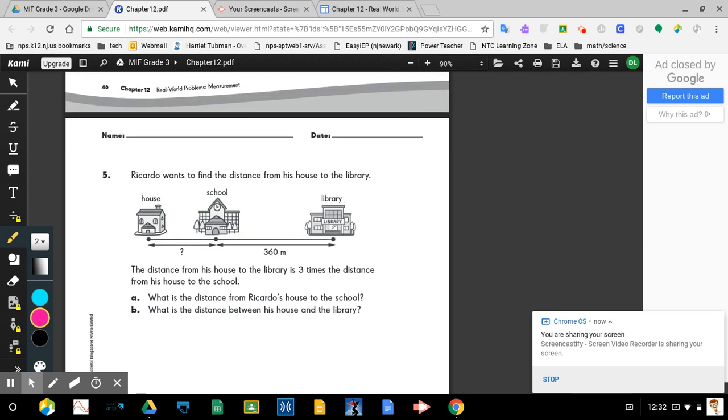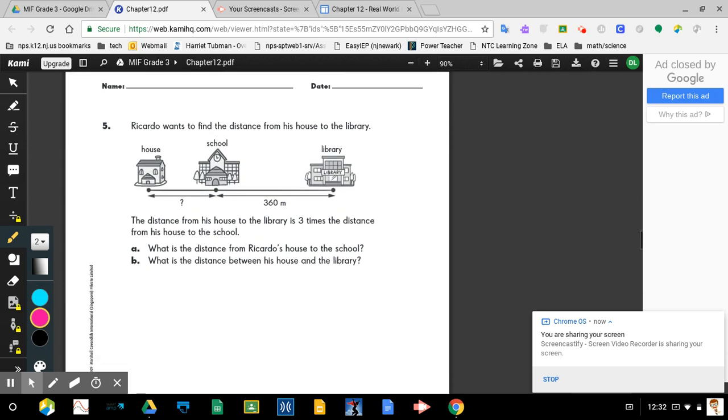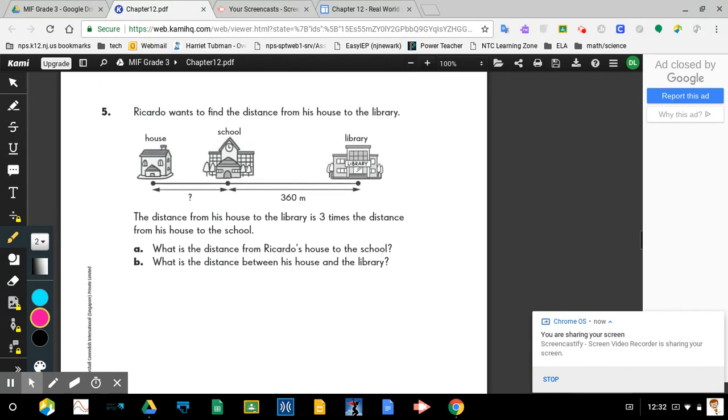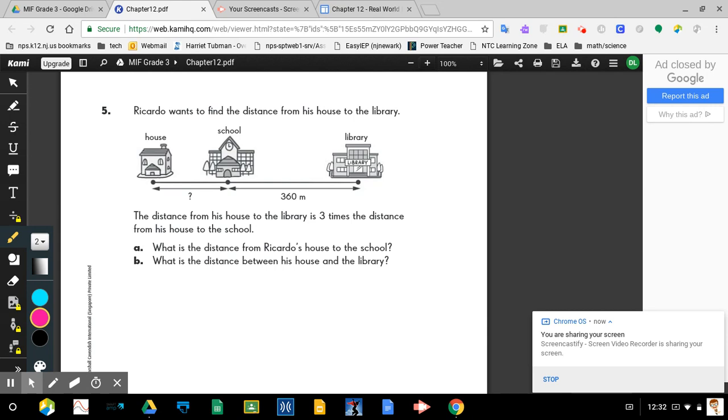Hi everyone, this is page 47, number 5. It says, Ricardo wants to find the distance from his house to the library. Here's his house, and there's the library. His distance from his house to the library is 3 times the distance from his house to the school. So here we go. This is a good picture for that. And his house to the library is 3 times from his house to the school.